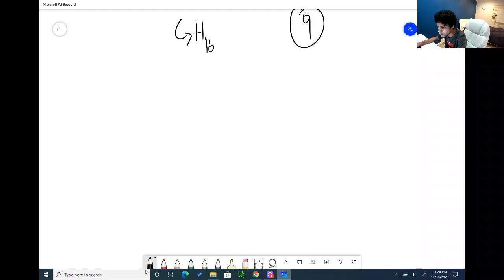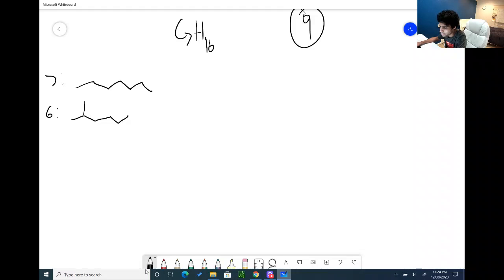Okay, so the first step is to find the one that has a long chain of 7 carbons. So you have 1, 2, 3, 4, 5, 6, 7, right? Now you're going to find a long chain of 6 carbons. So we have 1, 2, 3, 4, 5, 6. Now where does the other methyl group go? You can put it in the middle. If you put it at the end, you're just going to create another carbon chain of 7.